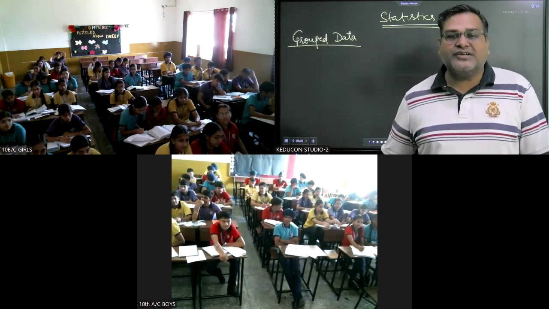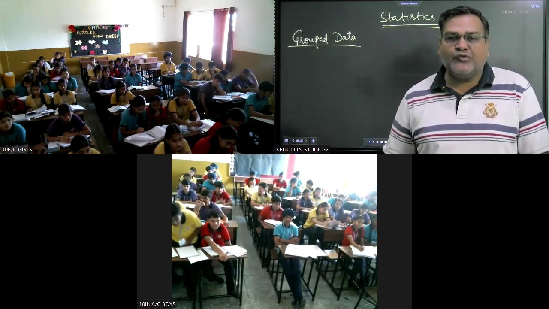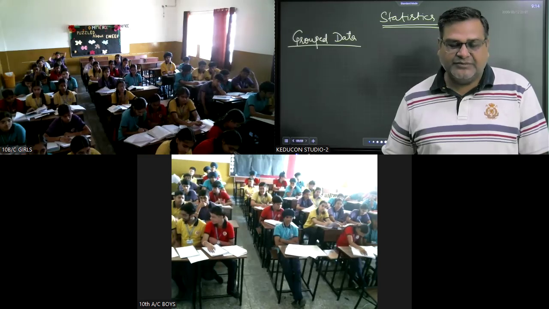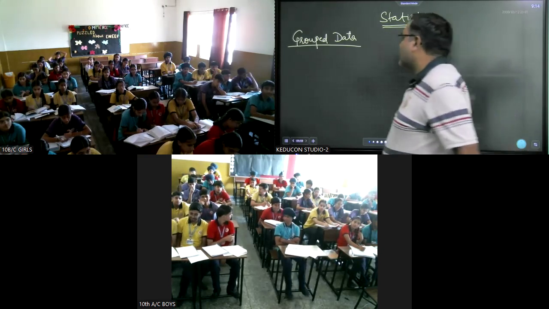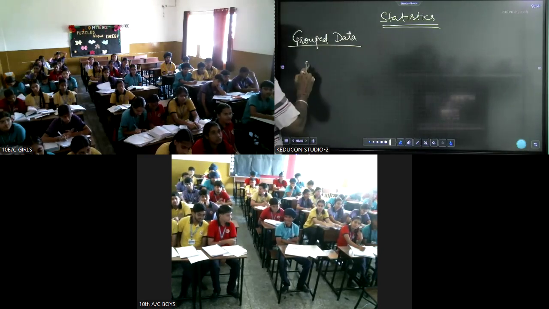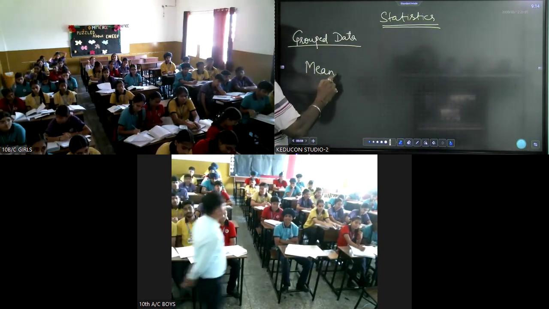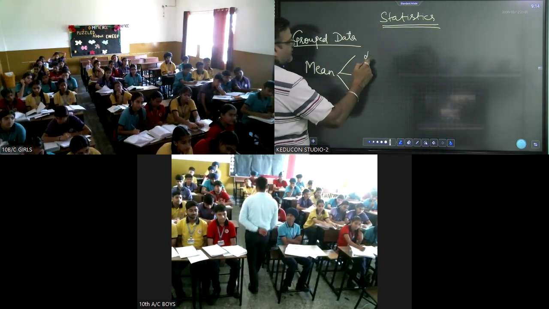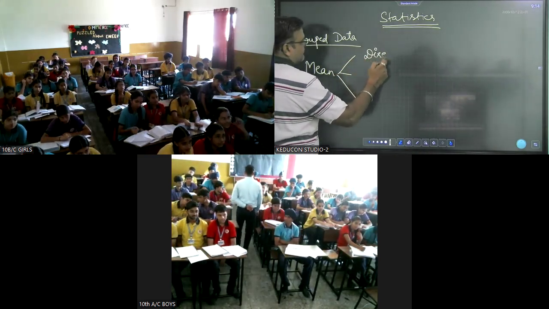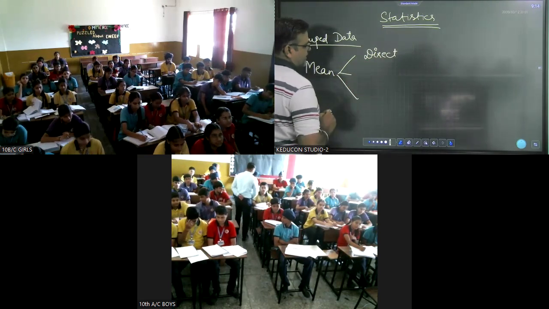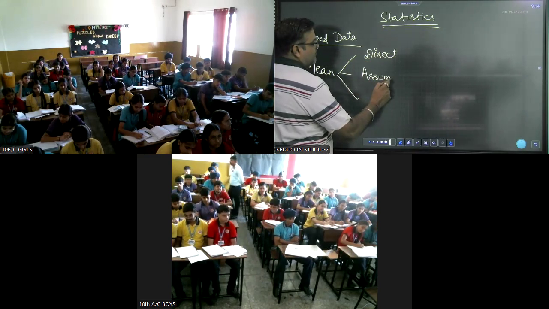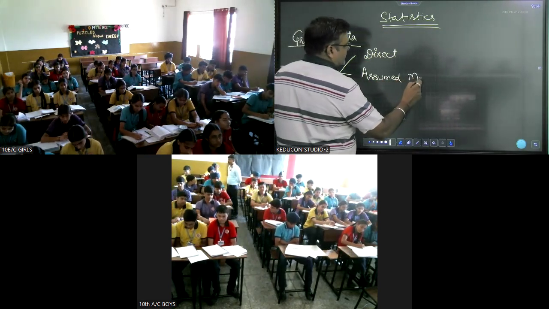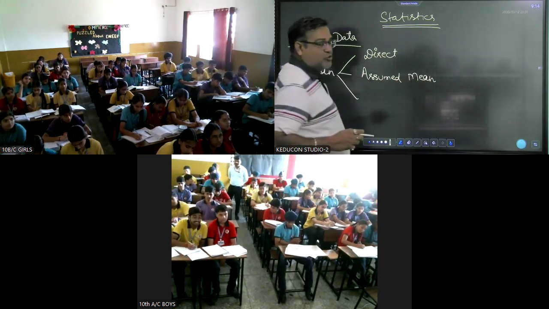So we'll be focusing on group data, how to find out mean, median, and mode. When we find the mean, we have three methods to find out the mean. The first method is known as the direct method. Second is the assumed mean method. It's not only assumed, it is assumed mean.